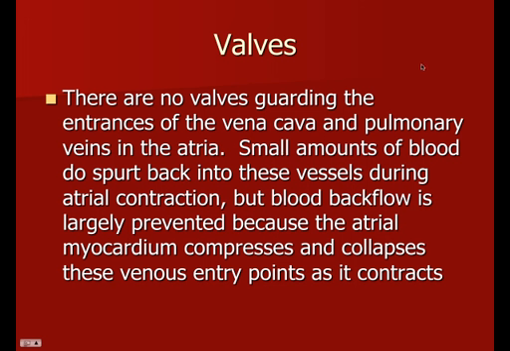So there are no valves guarding the entrance of the vena cava and the pulmonary veins in the atria. Small amounts of blood do spurt back into these vessels during atrial contraction, but the blood backflow is largely prevented because the atrial myocardium compresses and collapses these venous entry points as it contracts. So a little bit of leakage.